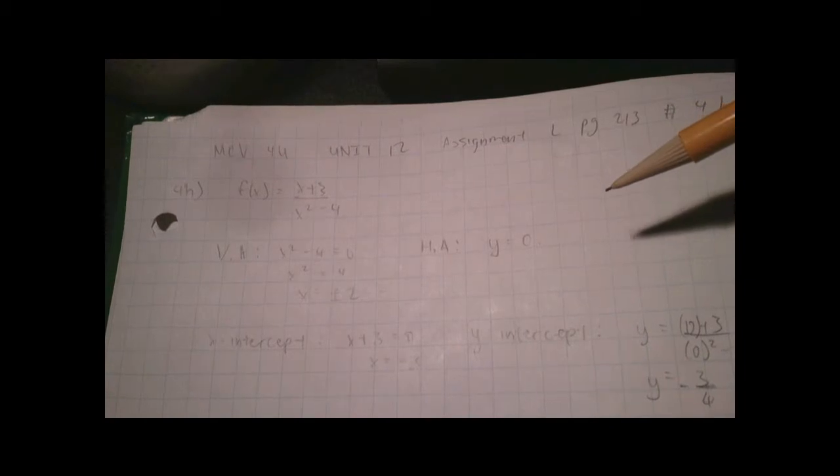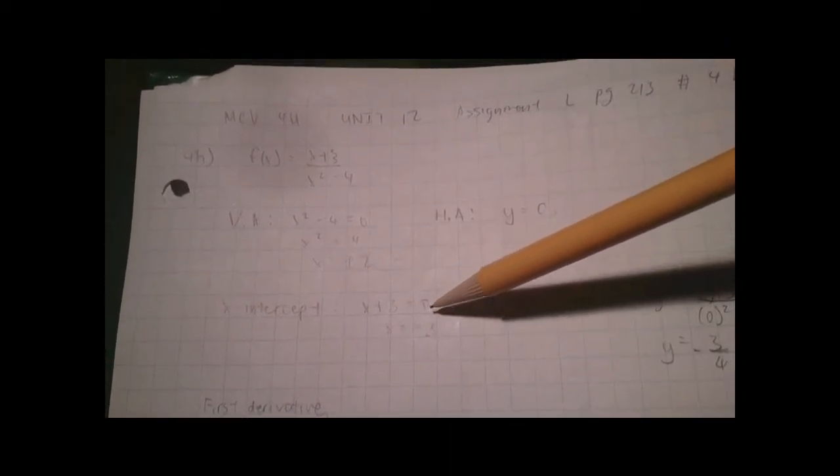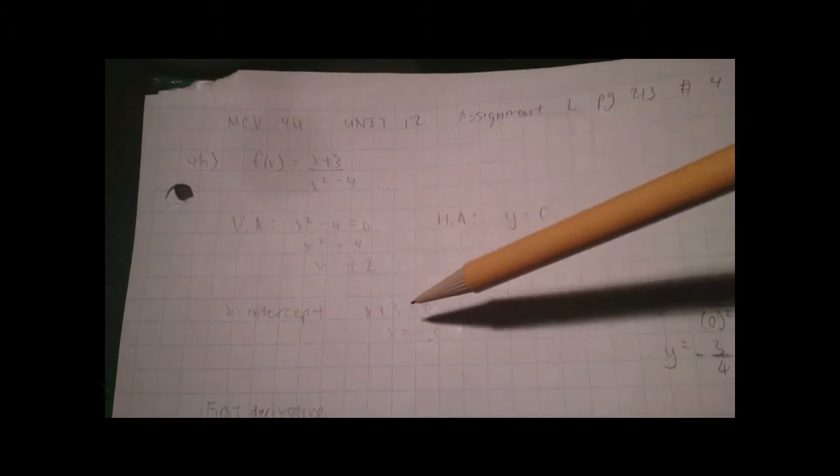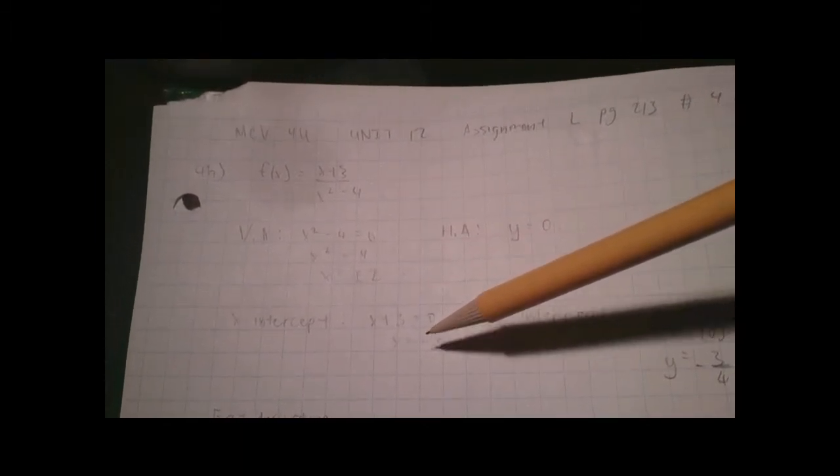For the horizontal asymptote, we know that if the numerator's degree is less than the denominator's degree, the horizontal asymptote is always equal to 0. So the horizontal asymptote is y equals 0. For the x-intercept, we let y equal 0 and just solve for the numerator. So x plus 3 equals 0, x equals negative 3.